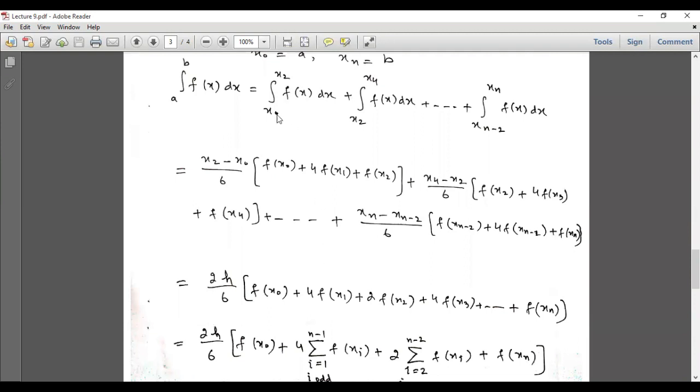So this expression of integration is equal to x2 minus x naught divided by 6 into f of x naught plus 4 f of x1 plus f of x2. So this is the first integration and this is the second integration, and this is equal to x4 minus x2 divided by 6 into f of x2 plus 4 f of x3 plus f of x4, plus so on, and this integration will be equal to xn minus xn minus 2 divided by 6 into f of xn minus 2 plus 4 f of xn minus 1 plus f of xn.